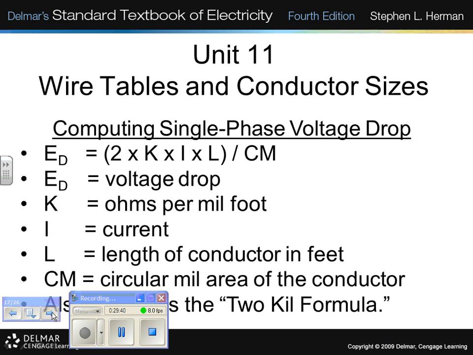Let's see. What is our next slide? Wire tables and conductor size, computing single phase voltage drop. Okay, voltage drop is 2 times K times I times L over circular mils. Wow, look at that, ED. This is one time I use VD, by the way, and you know why? Because it sticks in your mind when we say 2KIL over circular mils gives you VD. It's just something to help you remember that we're talking about voltage drop. Okay, so there's my formula, the 2KIL formula.